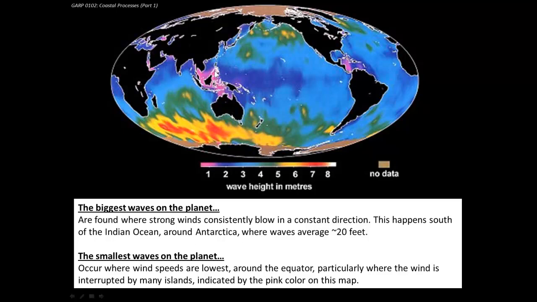Smallest waves on the planet you can find where you have a lot of islands around the equator, right? Where you don't have a lot of fetch, as we call it, because the wind is constantly interrupted by islands. So, for example, in the Caribbean here, right, Southeast Asia, right, that's where you have the smallest waves on the planet.